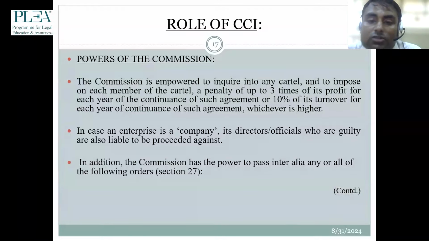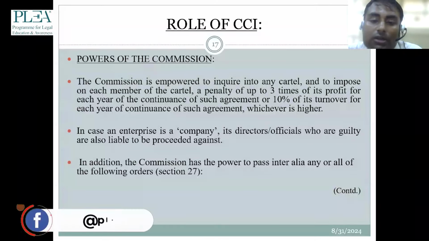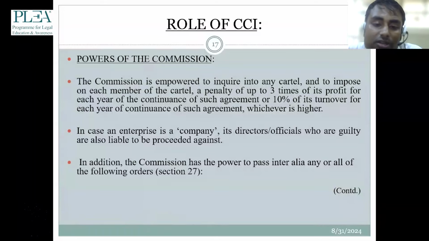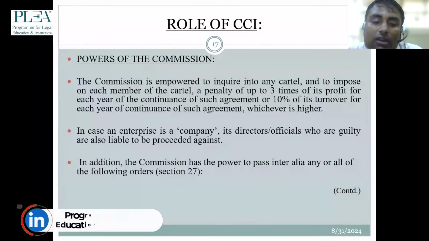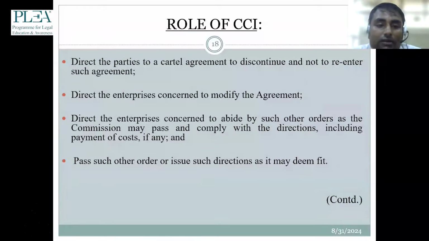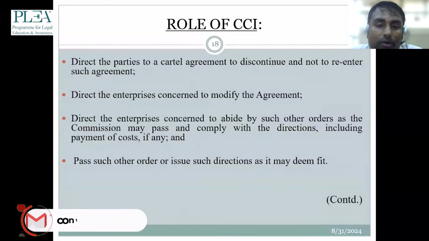They are the decision makers of the company. They are the management of the company. They come under the centralized management aspects of the company. In addition, the Commission has the power to pass, inter alia, any or all of the following orders, which come under section 27: direct the parties to a cartel agreement to discontinue and not to re-enter such agreement.